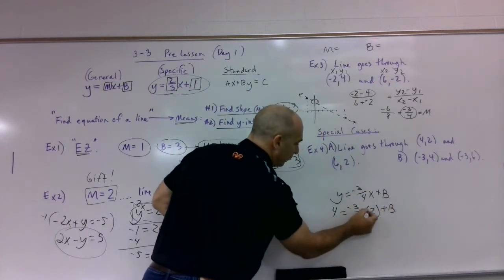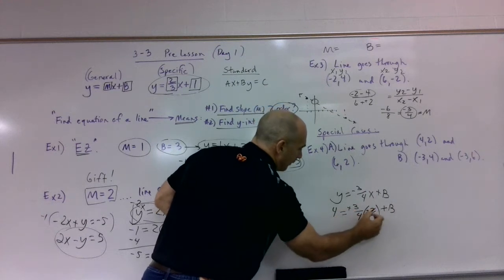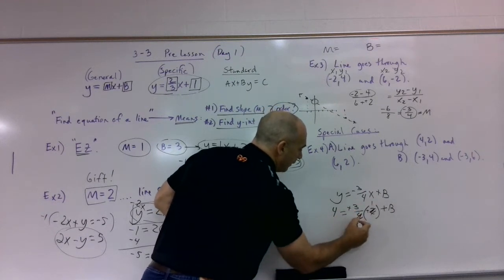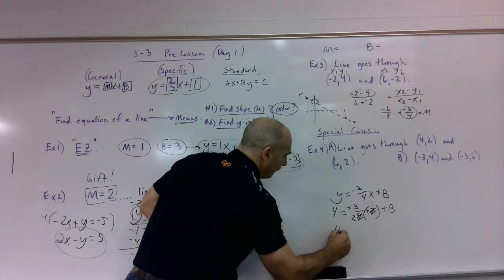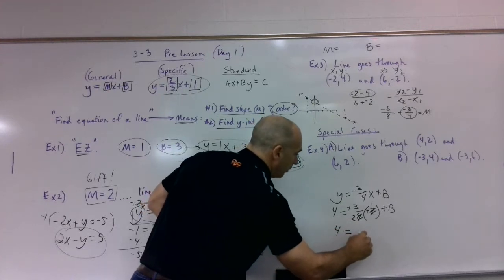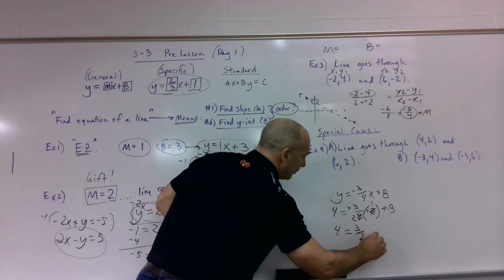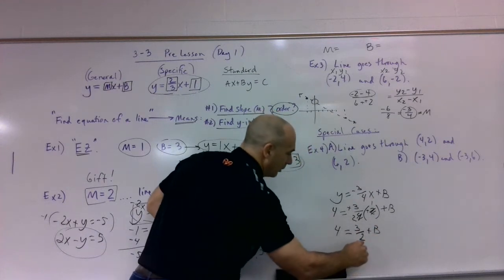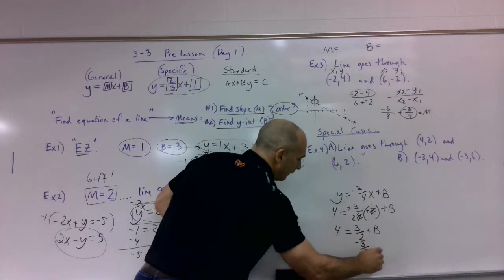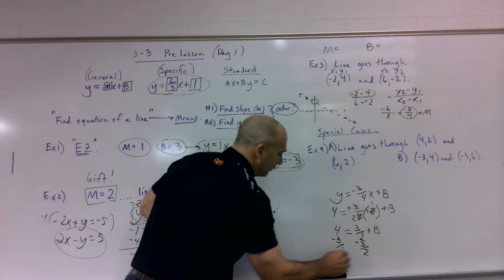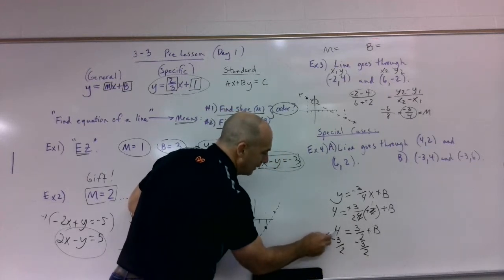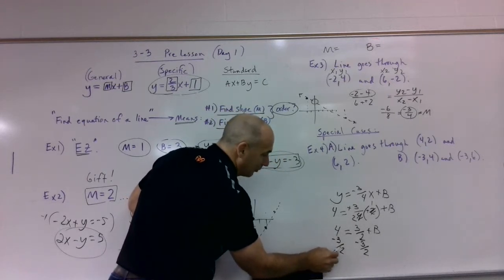Now notice, these 2 negatives will cancel. I'm going to cross reduce. So that's a 1, that's a 2. I'm going to rewrite it. 4 equals 3/2 plus b. Now you're going to have to deal with fractions once in a while. -3/2, -3/2. What I'm going to do is find common denominators, or I'm going to use some common sense.